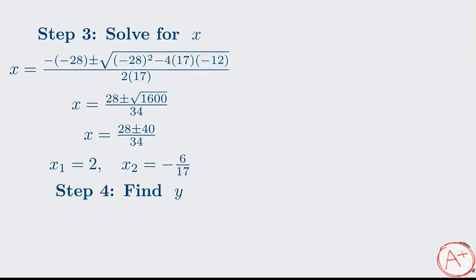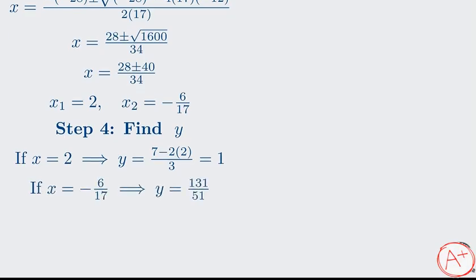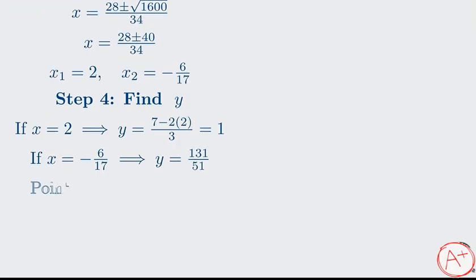Finally, step 4. Find the corresponding y values. If x is 2, then y equals 7 minus 4 over 3, which is 1. If x is negative 6 over 17, then y is 131 over 51. The intersection points are (2, 1) and (negative 6 over 17, 131 over 51).